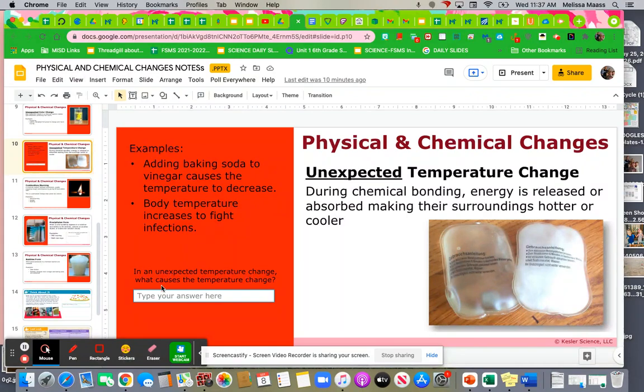But it's a good thing because your body's fighting it off. So, in an unexpected temperature change, what causes that temperature to change? So, pause the video and type that in. The answer is really on the slide here, off to the right. So, what you should be typing in is, when there's chemical bonding, energy is released or absorbed, making the surroundings hotter or cooler.